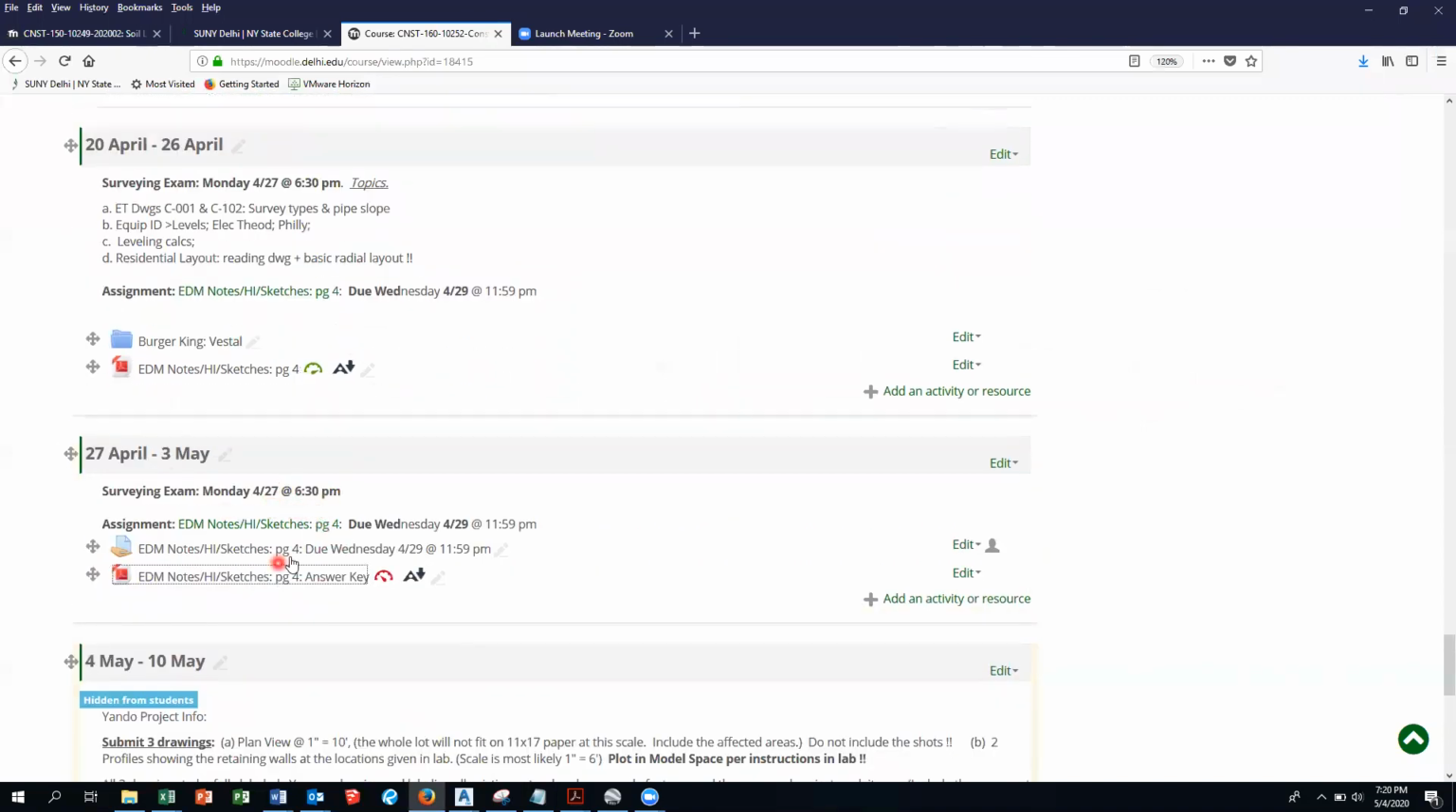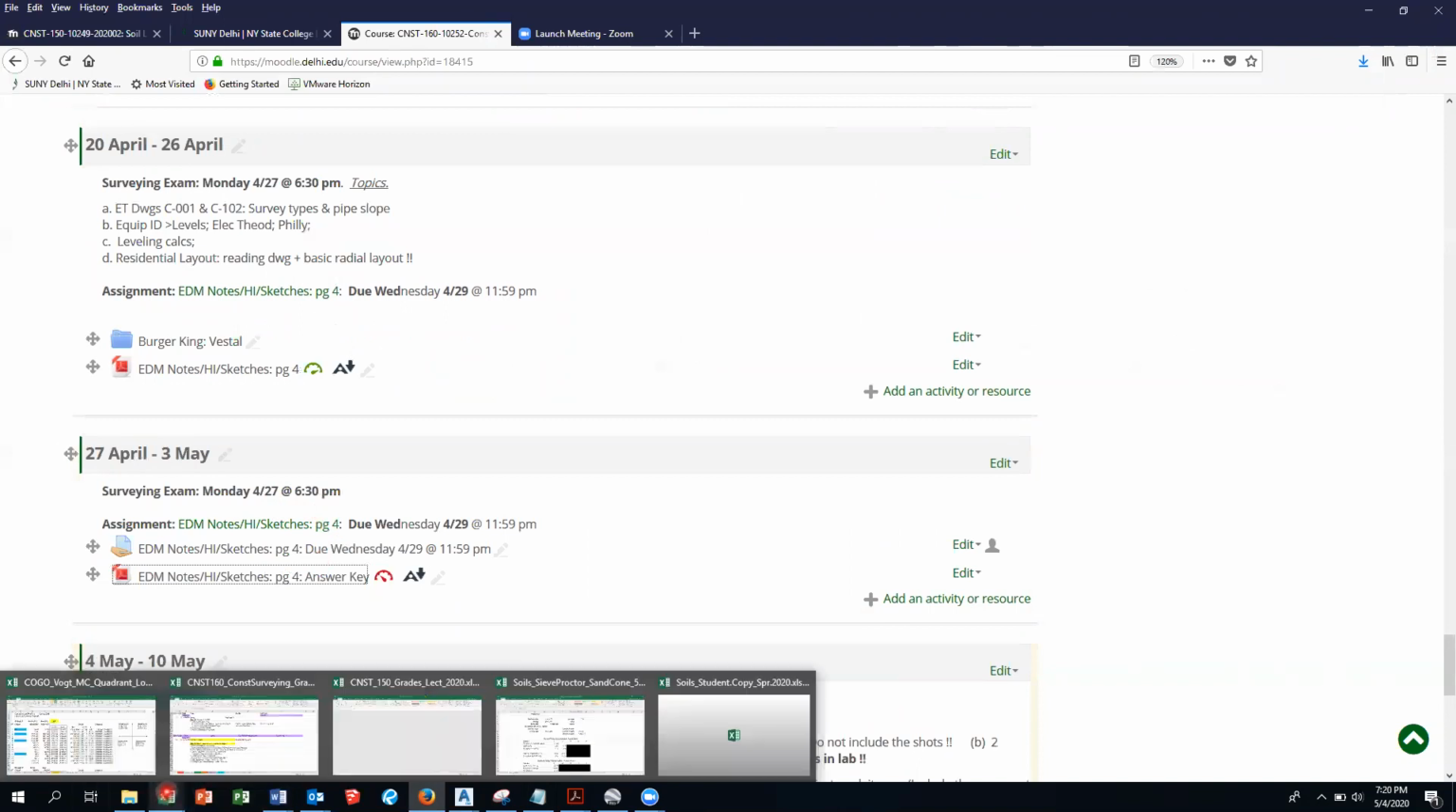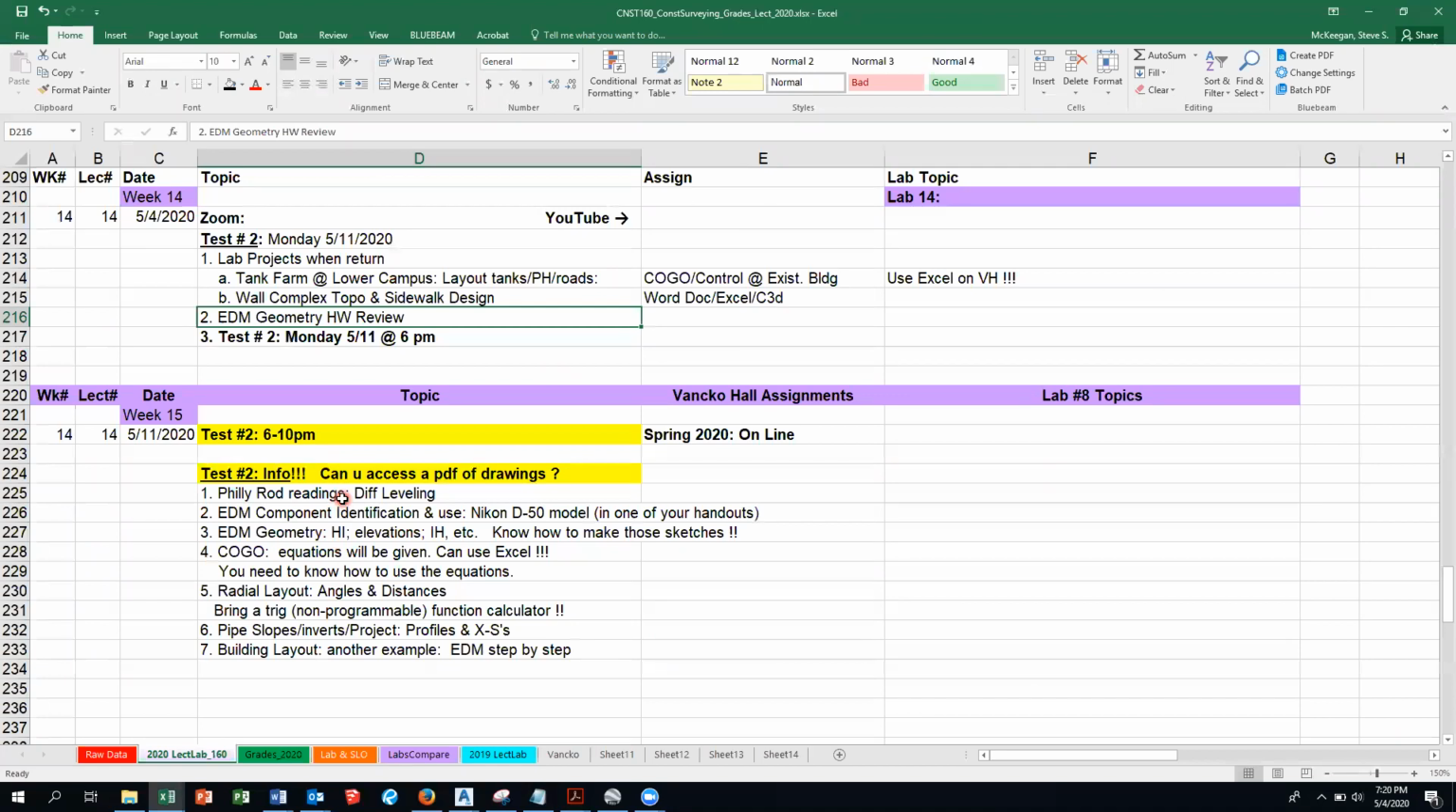Surveying exam a week from tonight. To go over again: rod readings, EDM component, identification of the actual total station, the EDM geometry that we just reviewed, and coordinate geometry, radial layout, pipe slopes, building layout. Basically, this is a geometry course. Do you have any questions?